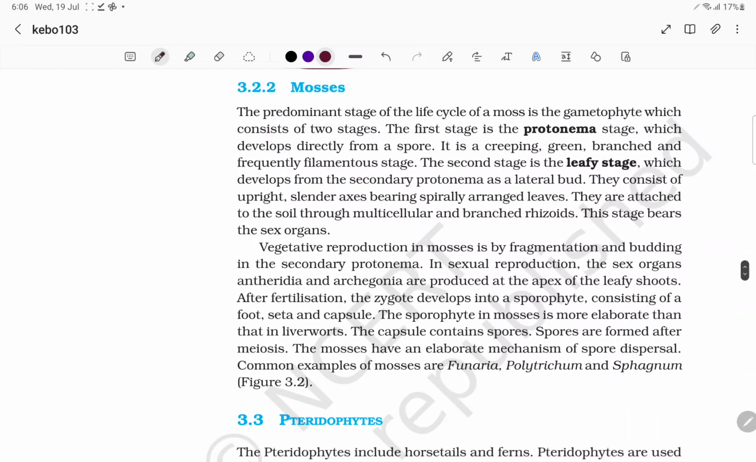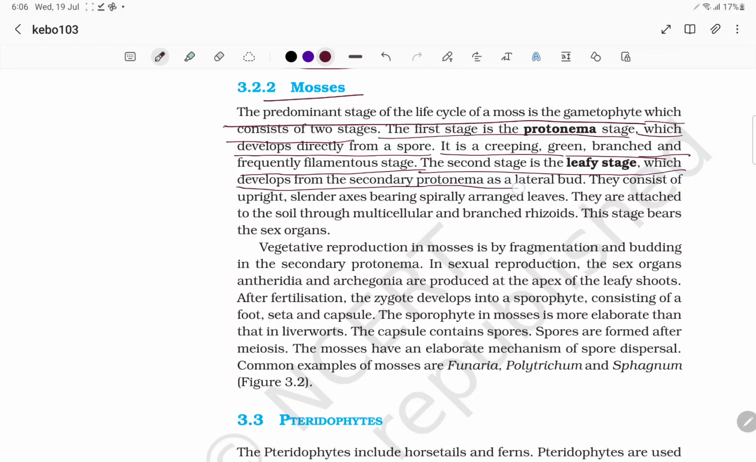And next coming to moss. The predominant stage of the life cycle of moss is the gametophyte, which consists of 2 stages. The first stage is protonema, which develops directly from the spore. It is a creeping, green, branched and frequently filamentous stage. The second stage is the leafy stage, which develops from the secondary protonema as a lateral bud.